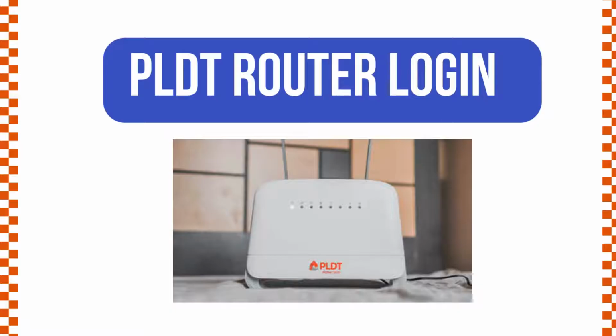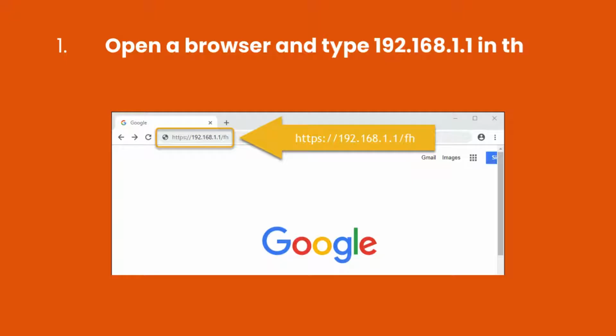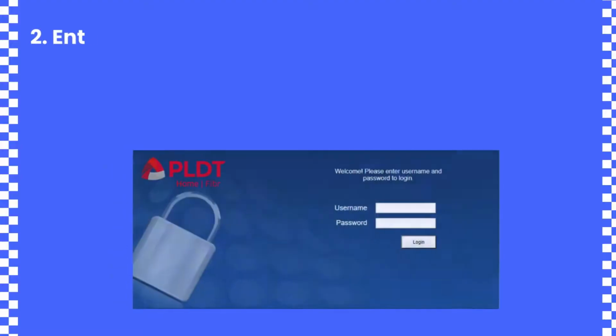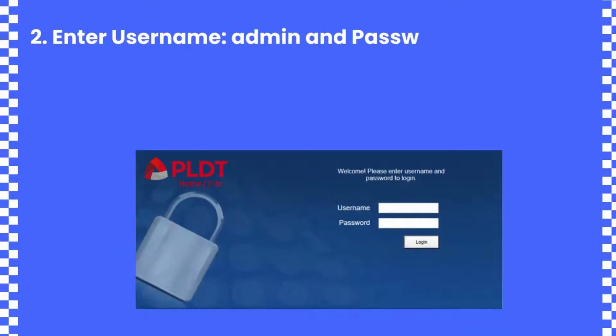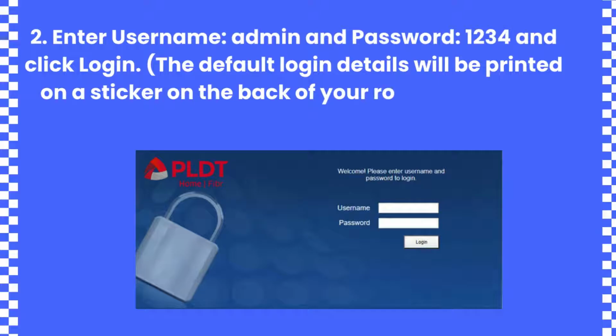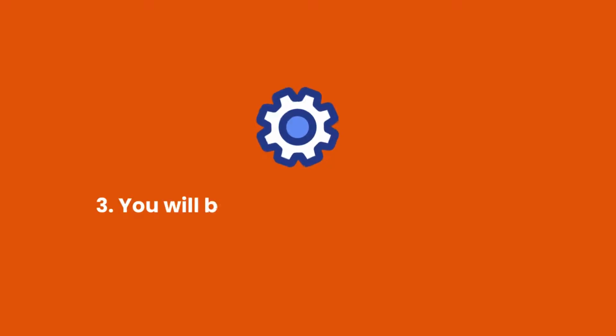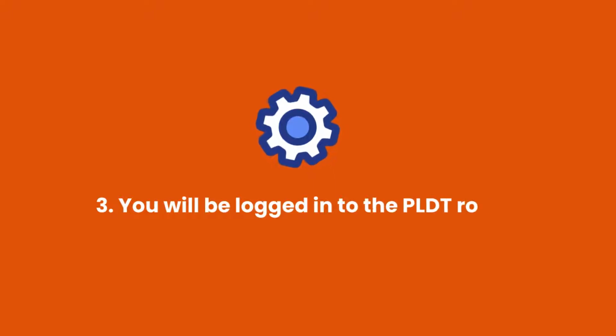PLDT Router Login. 1. Open a browser and type 192.168.1.1 in the address bar. 2. Enter username admin and password 1234 and click Login. The default login details will be printed on a sticker on the back of your router/modem. 3. You will be logged in to the PLDT router.